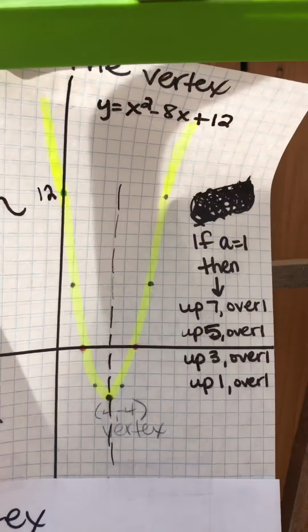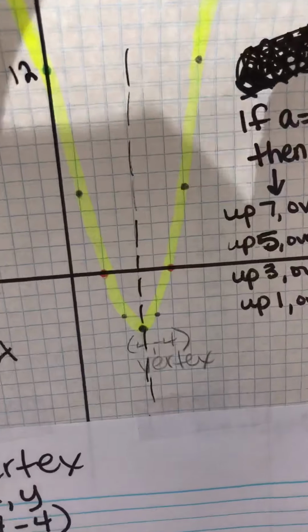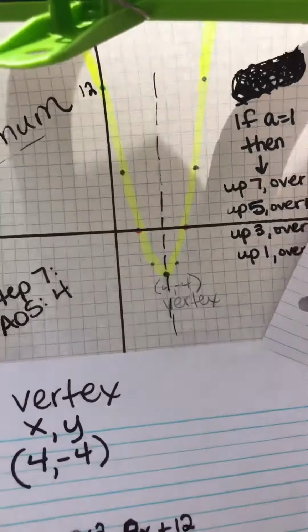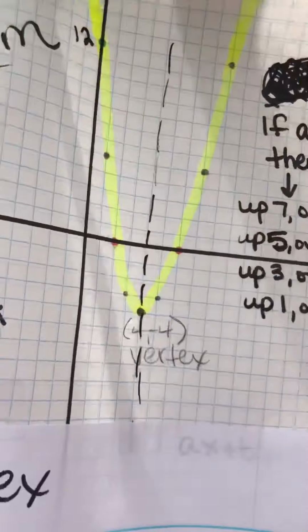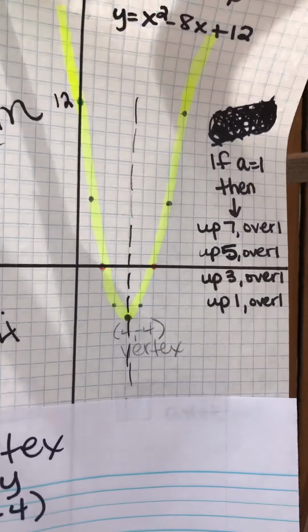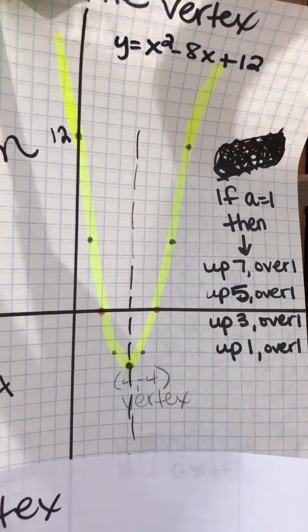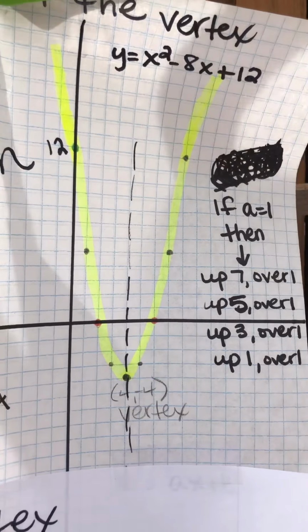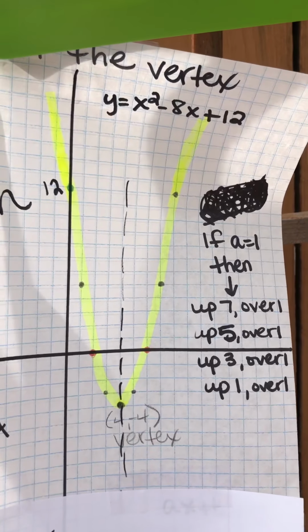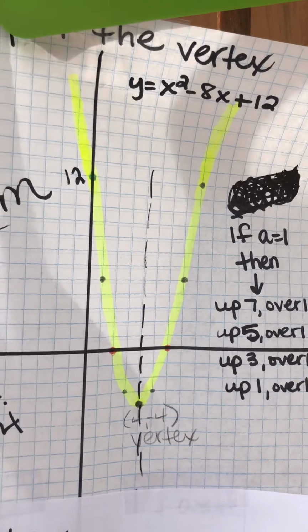Let's go over here to your graph. It's a little windy here. We're going to make this graph nice. Okay, so here's the graph right here. You're going to put your vertex down at (4, -4). You're going to have a minimum vertex.